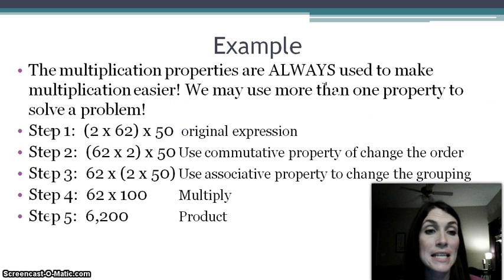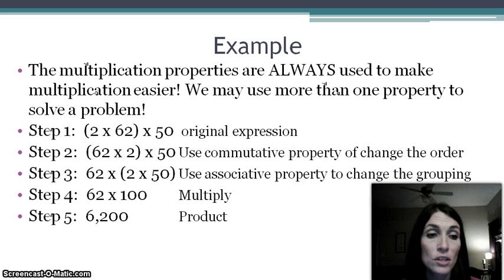So let's look at an example of how multiplication properties can help us make multiplication easier. And many times we use more than one property to solve a problem. You may have been doing this if you've ever used the break apart strategy to solve a large multiplication problem. You're probably using the commutative property and the associative property to do that.